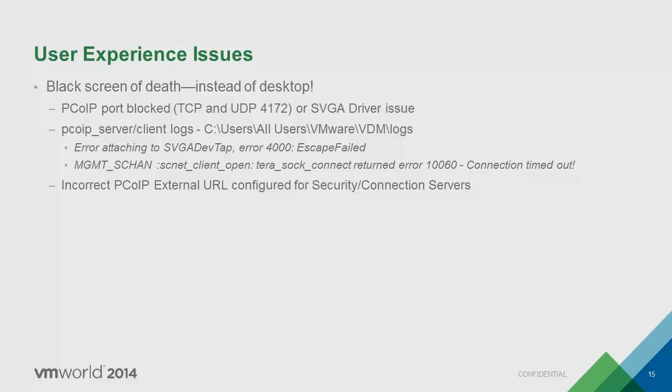But there's a lot of other things we can look at in the logs, especially the PCoIP logs. I think we have another slide that talks about some of the specific errors that you'll look for. But another common thing that happens is having the incorrect PCoIP external URL.